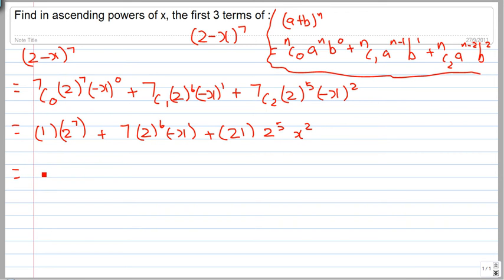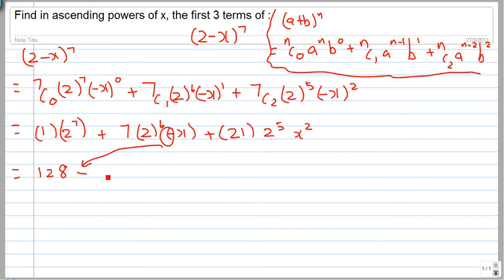Let us simplify this. 2 to the power of 7, let's press your calculator, is equal to 128. So this first term is 128. Since this is a minus x, since this is a minus here, down here I'll put minus in front. 2 to the power of 6 times 7 will give you 448.